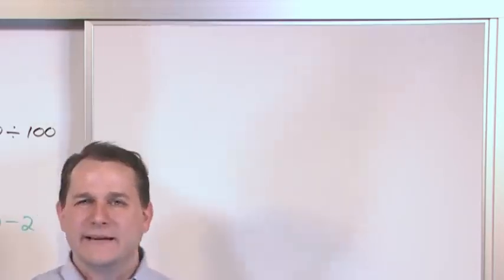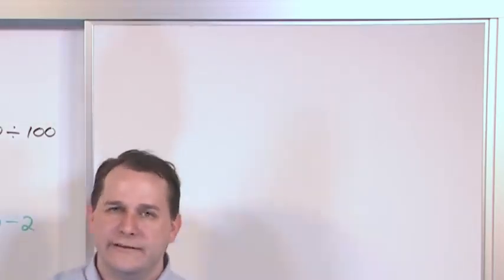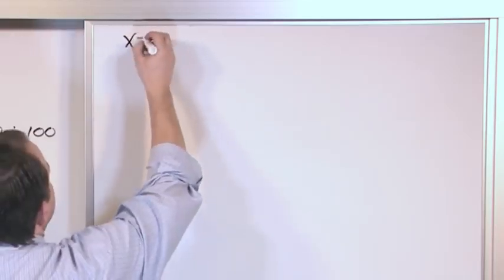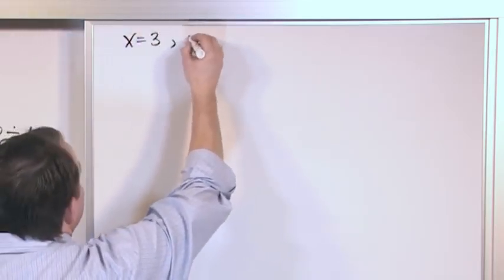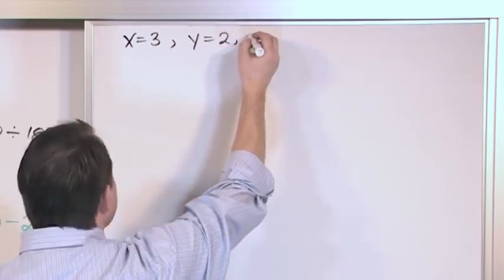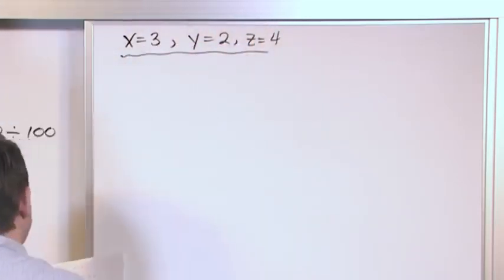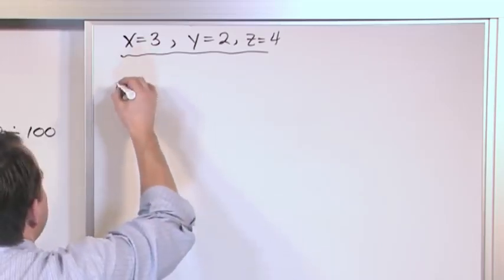Just kind of building the complexity a little bit. None of this stuff is hard, but you do need to see a lot of practice. So let's pretend that x is equal to 3. This is given to us. Y is equal to 2. That's given to us. Z is equal to 4. This is given to us. And for the first problem, let's evaluate this expression.